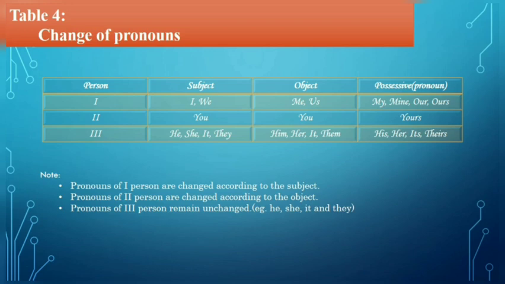So pronouns of the first person are changed according to the subject. The pronouns of the second person are changed according to the object in a sentence. Pronouns of the third person remain unchanged. If a third person is already given in a sentence, it won't change.